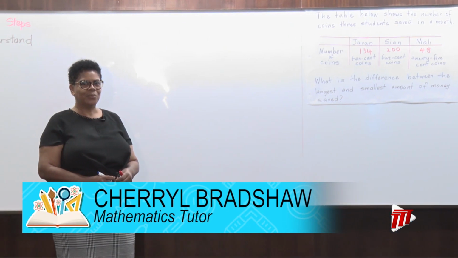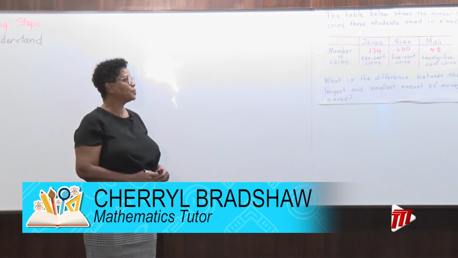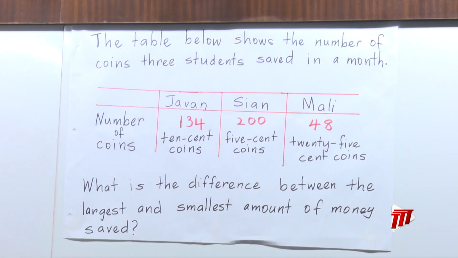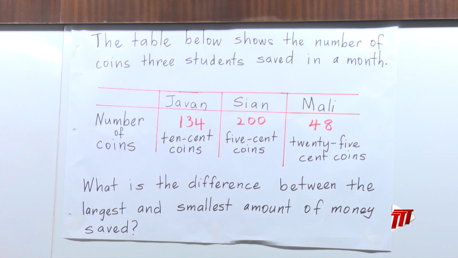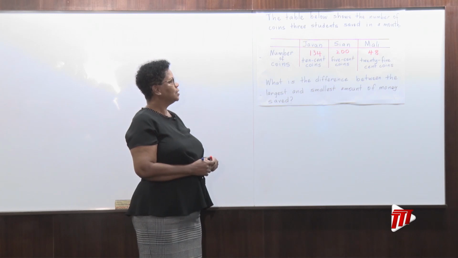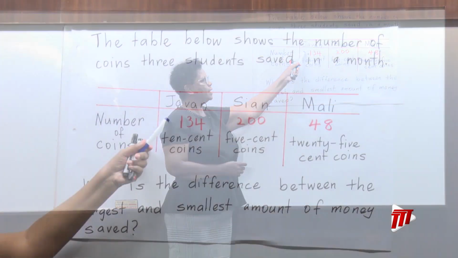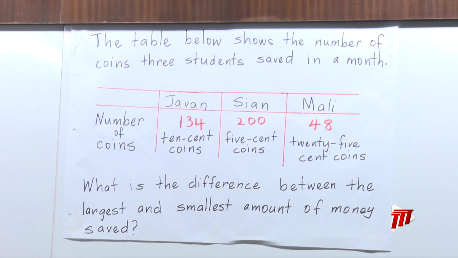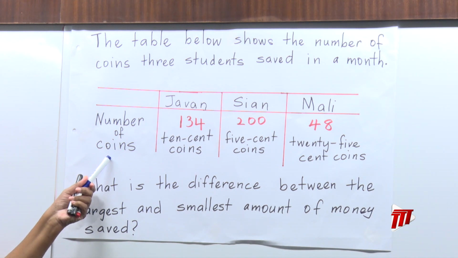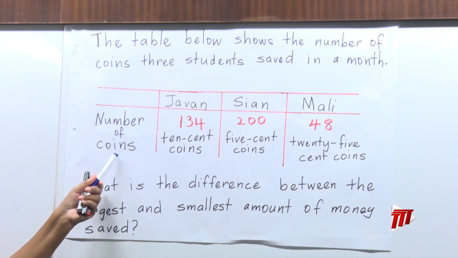Welcome back. We are going to go on to problem number 4. And on this problem, we have a table. As I read this problem, and you will read yours at home: the table below shows the number of coins 3 students saved in a month. The 3 students are Javan, Sean, and Mali. Here we have the number of coins.